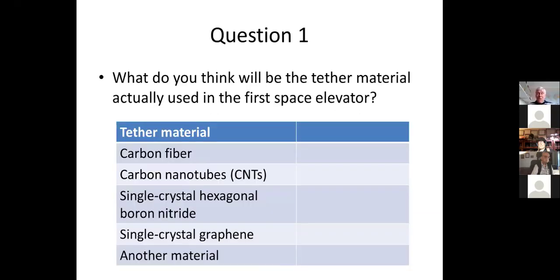So that brings us to the first question. I like a bit of interaction, and since we can't be in the same room together, we can do it this way. Question 1, we'll use Karen's technique. What do you think is the most likely material actually to be used in the first space elevator? You can see the options: carbon fiber, carbon nanotubes, single crystal hexagonal boron nitride, single crystal graphene, or something else.